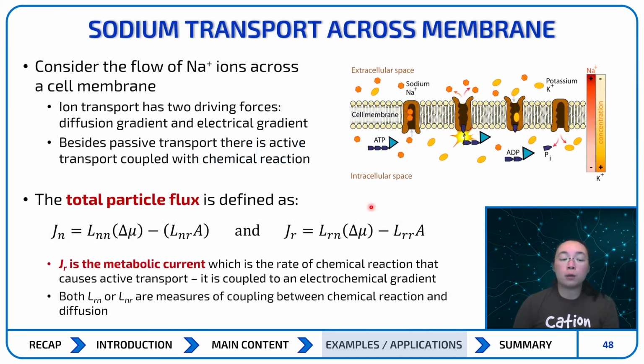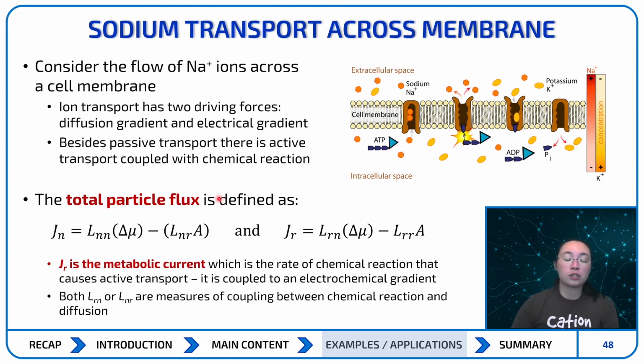I do want to take a look at applying what we know to some sort of transport across the membrane. We're definitely going to take a look at it a lot more in the next chapter. But consider the flow of sodium ions across a cell membrane. Ion transport has two driving forces, the diffusion gradient and the electrical gradient. Besides passive transport, there's also active transport coupled with chemical reactions. So there are many ways in which sodium ions can flow across the membrane.